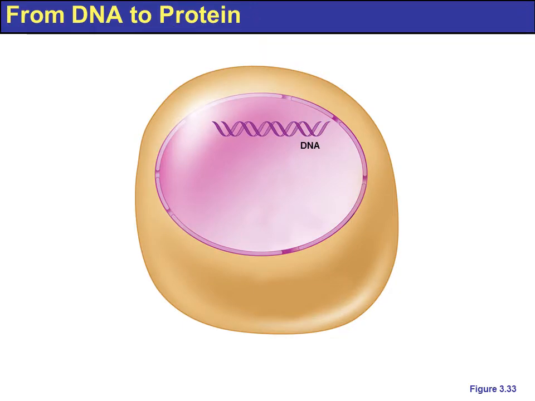The central dogma theory is a process that takes DNA that's inside of a cell and produces a protein from it. So DNA is double-stranded, and it resides in the nucleus of a eukaryotic cell and also in the mitochondria and the chloroplast.